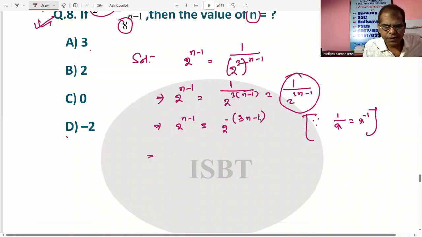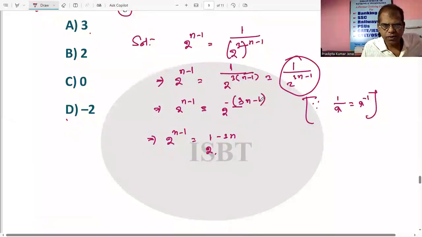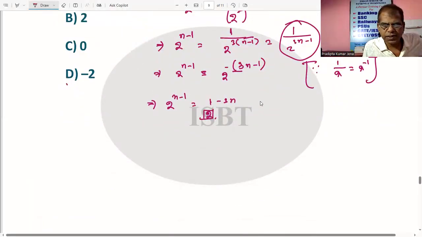Now the next step: 2 to the power n minus 1 is equal to, open the brackets, it will be 2 to the power 1 minus 3n. Okay, so now the base is equal, the power should be equal. So n minus 1 is equal to 1 minus 3n.